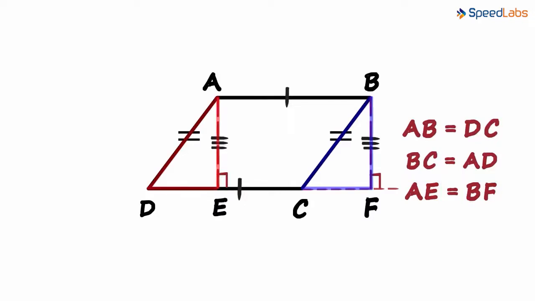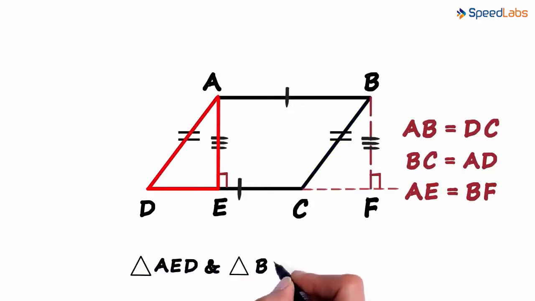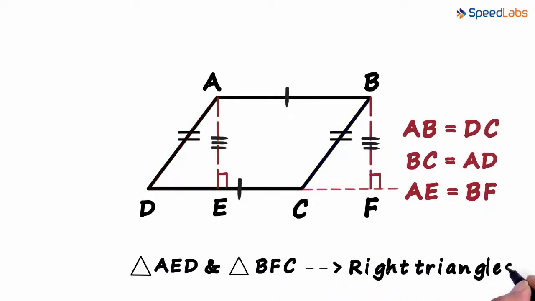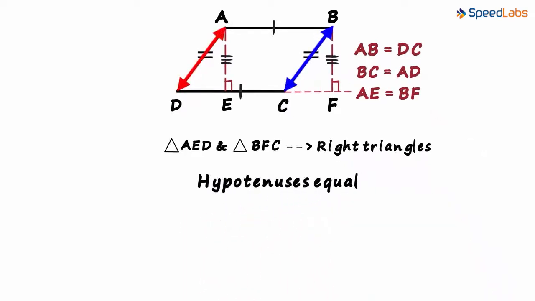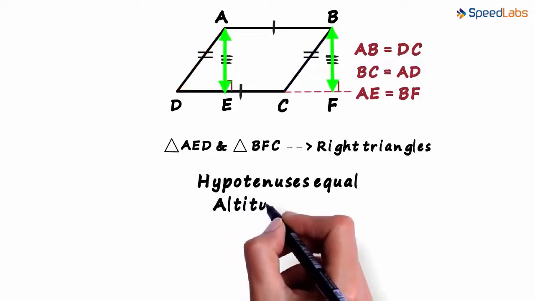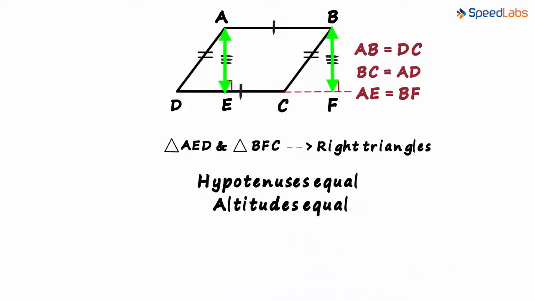Now let us look at these two triangles, triangle AED and triangle BFC. Both of them are right triangles. The hypotenuse of both the triangles are equal. That's because they are opposite sides of a parallelogram. Both the altitudes are also equal by our construction.